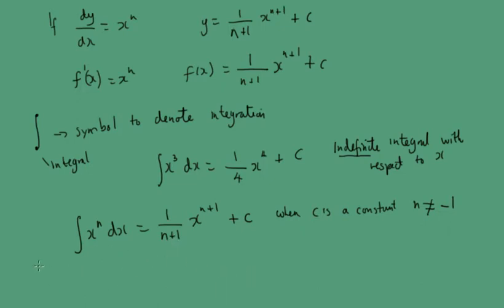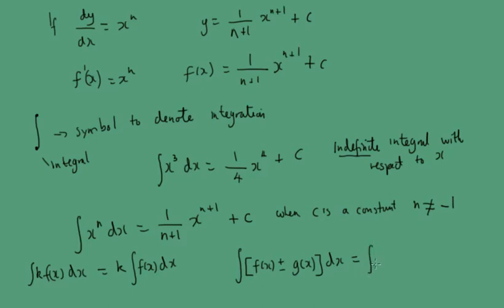Just like we had with differentiation, there's a few rules. If we have an integral of a function that's multiplied by a constant k, then we can take k out and we just integrate f of x dx. Also, if we have the integral of two functions either added or taken away from each other, then that's the same as the integral of f of x dx plus or minus the integral of g of x dx.